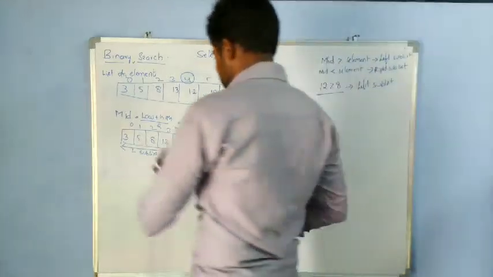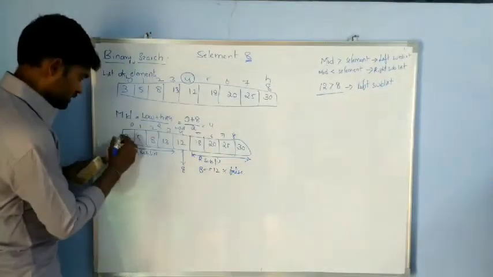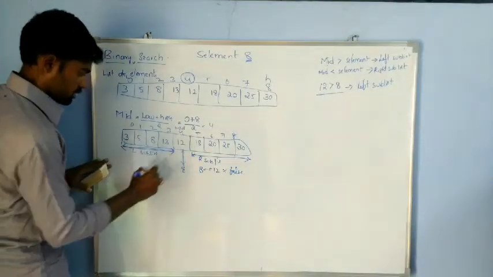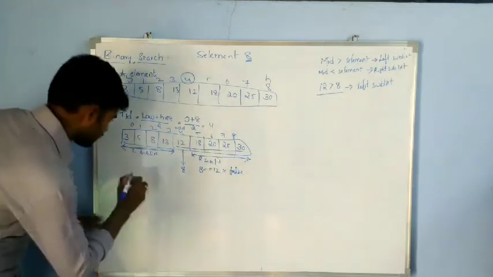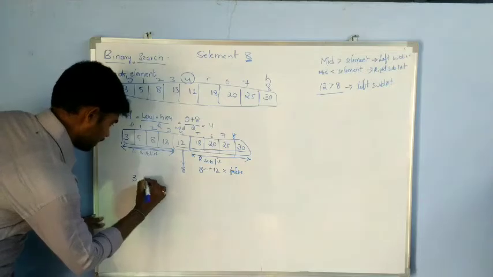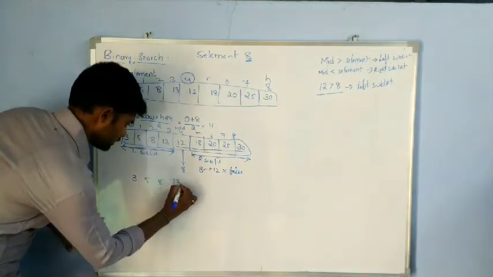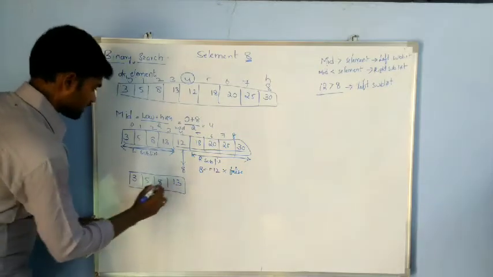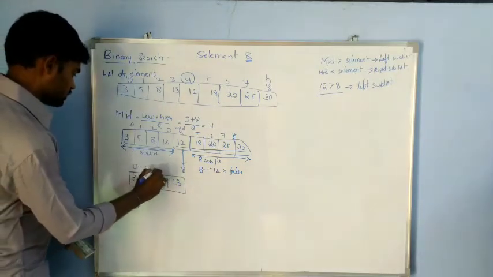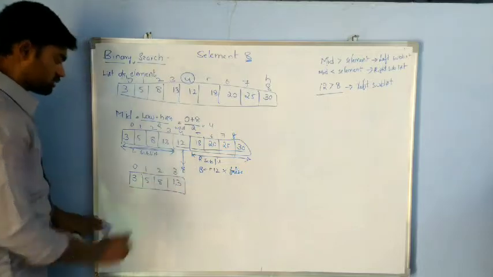Now take the left sublist. Only take these elements from here to here. Don't consider these elements from here to here. So take only 3, 5, 8 and 13 along with index numbers. What are the index numbers of 3 here? 0, 1, 2 and 3.